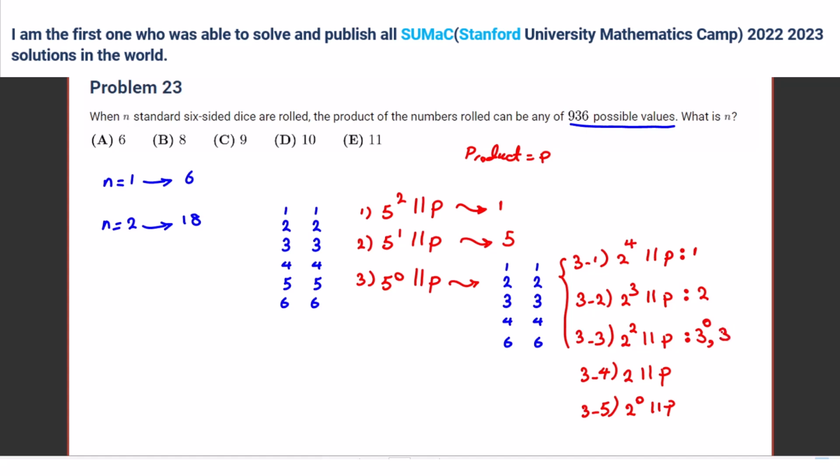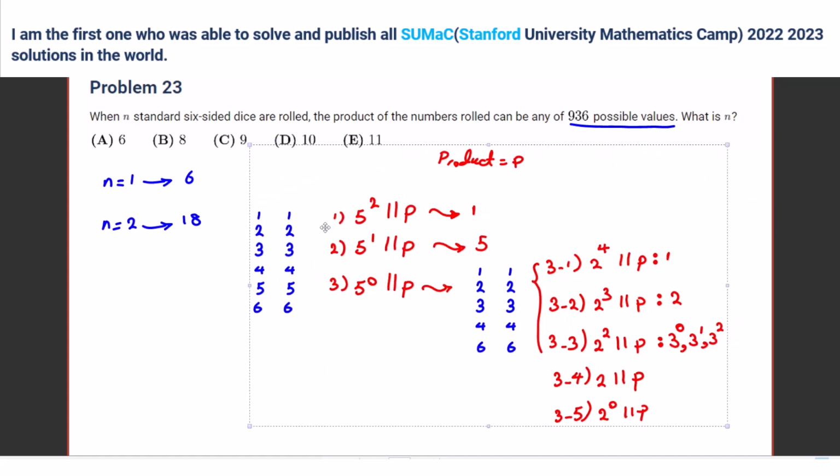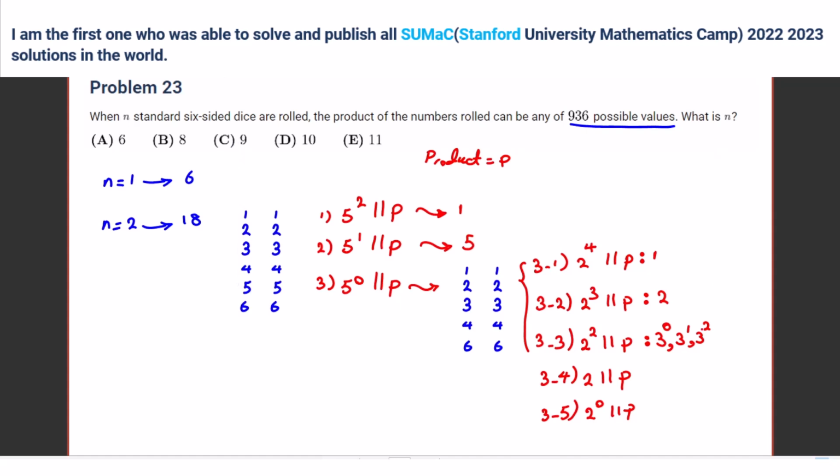We can also create 3 to the 1, 4 times 3, right? Can we create 3 squared? How? 6 times 6. Exactly, but we cannot create 3 cubed, right? Okay, so here there are 3 cases, right? Right, okay. What about the next one?